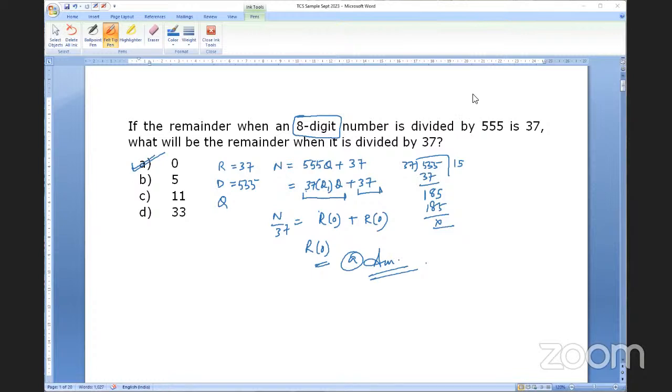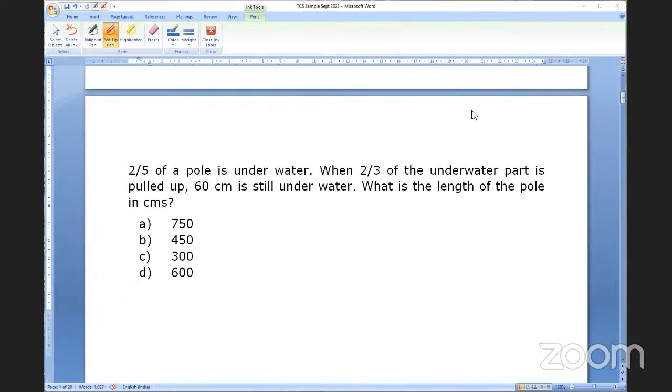Clear, people? Any doubt? There is a 30 second timer, or we will move on to the next one. Just show us a thumbs up. If it is clear, we'll move on. Okay, let's check the next one.